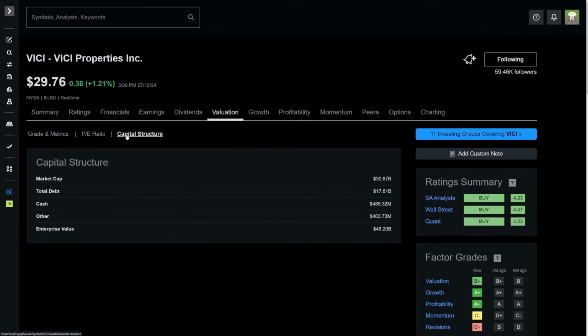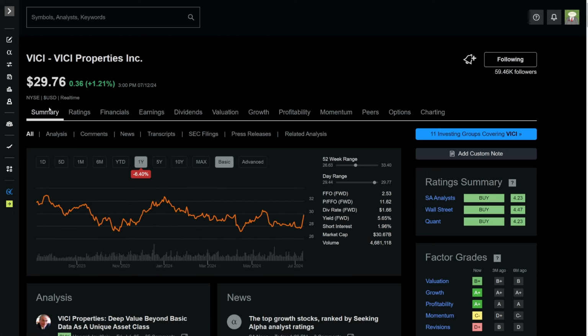We can also take a look at the capital structure. All REITs are going to have a good amount of debt, and Vici is no exception, as they use debt to fund growth. But that is the first REIT that I'm covering. I still view it as a good opportunity. I view the company as being cheap, priced at about 13 times AFFO. I don't think that's expensive for a high-quality REIT, and I think it's a very reasonable valuation for Vici Properties.